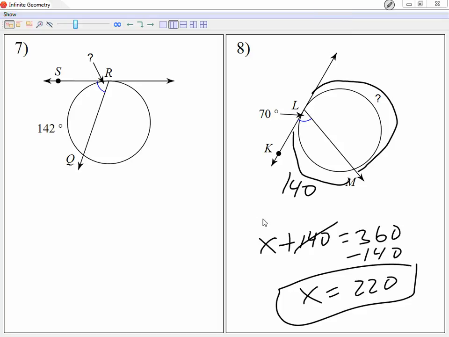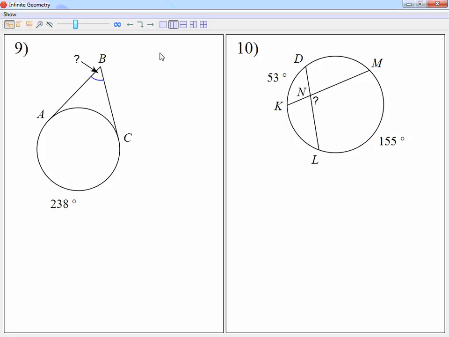Let me just give you a hint for question number 9. Question number 9, you need to know the two arcs. One of them is 238. I'm going to say the little one is going to be 122. And the way I came up with the 122 is 360 minus 238, because it completes a circle. So 360 minus 238 gave me 122 for the little arc. So I'm just going to give you that hint. Now let's take a look on the back side.